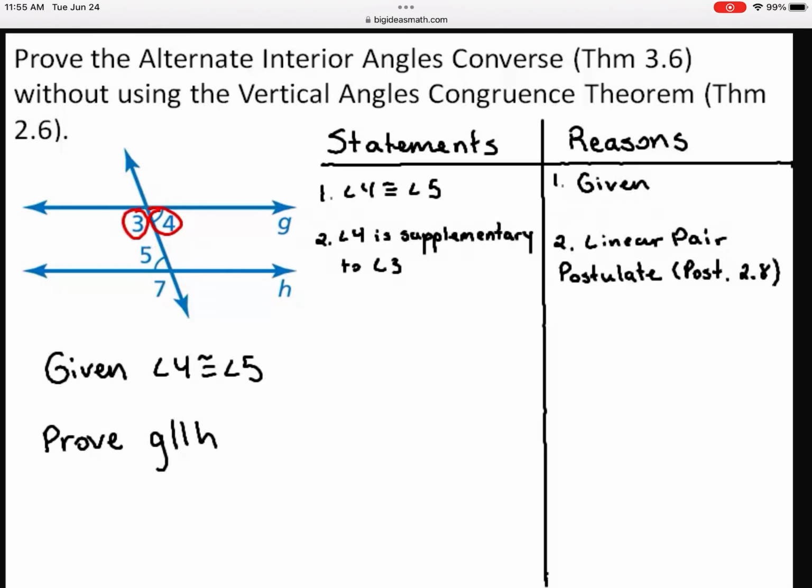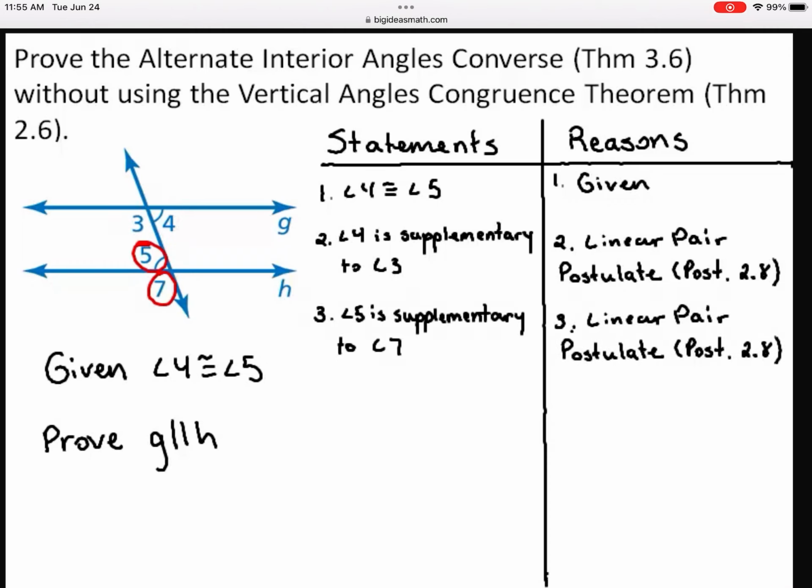Angle 4 is supplementary to angle 3 because of the linear pair postulate, which states that if two angles form a linear pair, then they are supplementary. And angle 5 is supplementary to angle 7 because of the linear pair postulate, which states that if two angles form a linear pair, then they are supplementary.